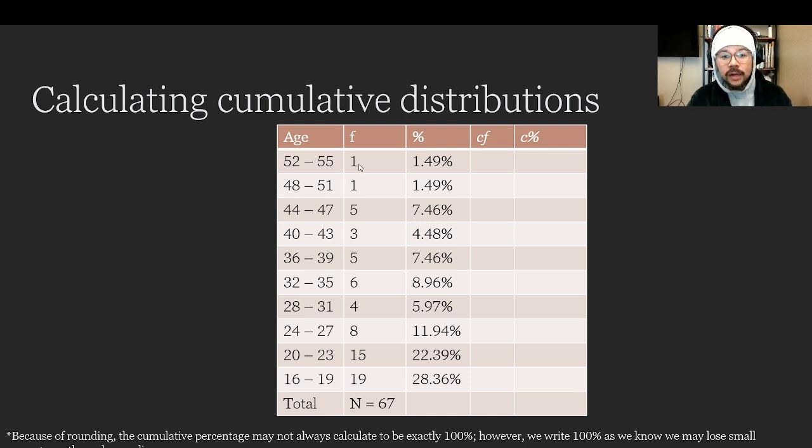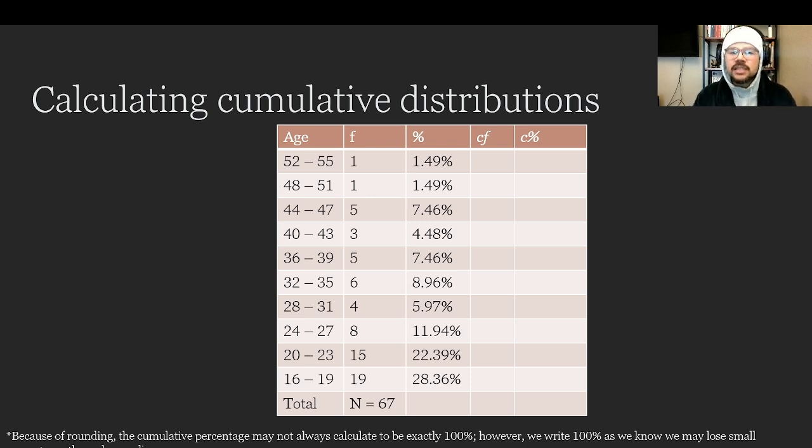So that's a 1, right? That means there is one person who is between the ages of 52 and 55 in this category. Now, we happen to know, because we've already seen the raw data, we've talked about it a few times, that that person is 54.